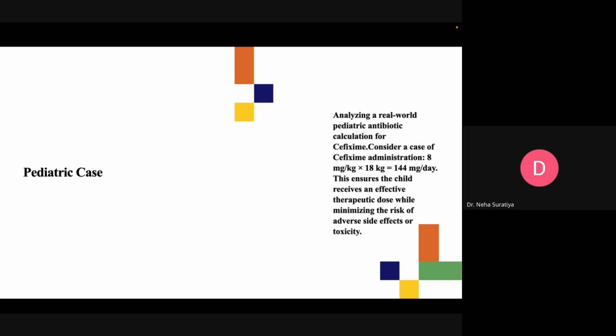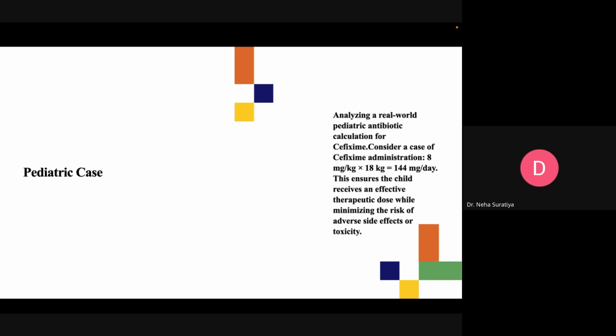Why does this work? Because the dose is tailored based on the weight. This is why it is more specific. Not 20, not 25. They are specific with the 18 kg. So 144 mg per day is the suitable dose for the patient. Here we are avoiding underdosing that might lead to treatment failure, and we are also avoiding overdosing that might lead to toxicity.